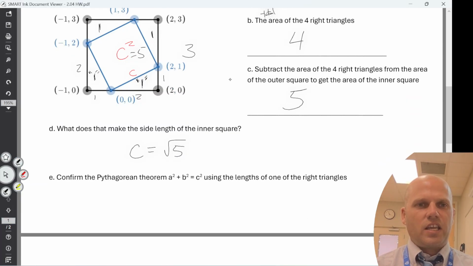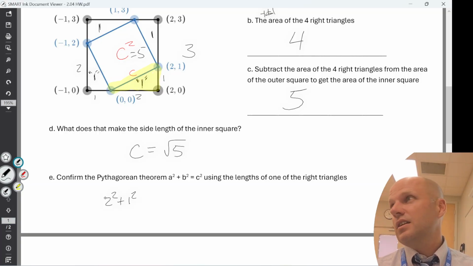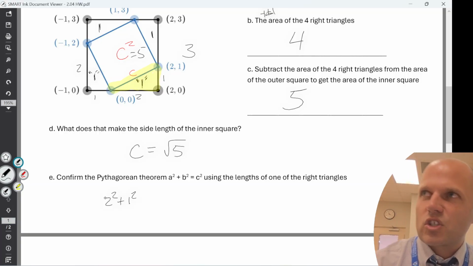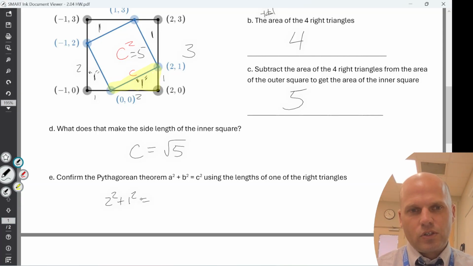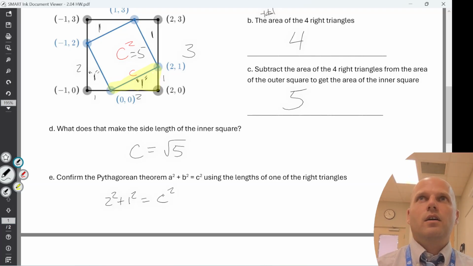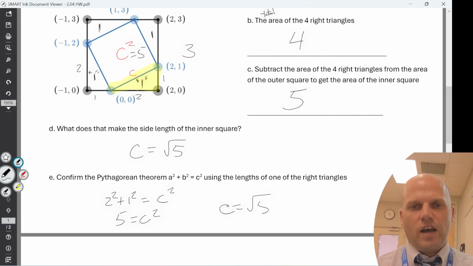Now, let's just focus on this triangle. Let's not really look at the areas, but rather use the Pythagorean theorem, which is really using the areas. That's saying the sum of the areas of the squares of the legs of the right triangle equals the area of the square of the hypotenuse. 2 squared plus 1 squared is 5. C squared equals 5. C equals root 5. We get the same thing.